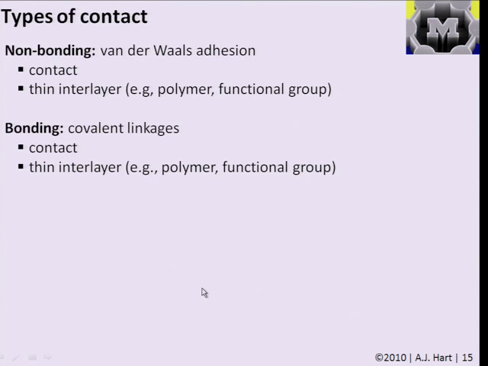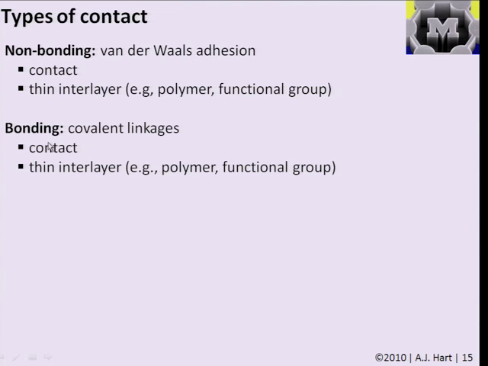And we could break down the categories on the previous slide into, for example, non-bonding contacts. When there's no bonding between them, we can say that those joints are dominated by van der Waals attraction or van der Waals adhesion. And this could be bare structures in contact, for example, a pair of nanotubes, or it could be cases where you have a thin interlayer. That could be a polymer, or it could be a functional group on the surface of nanotubes, and could be a bunch of other things.